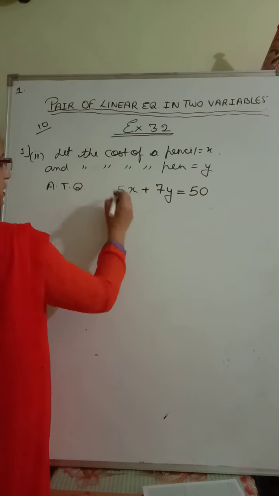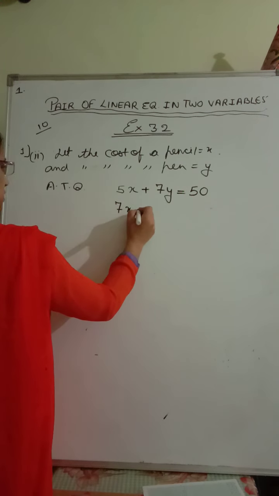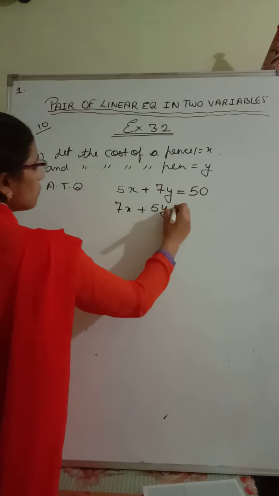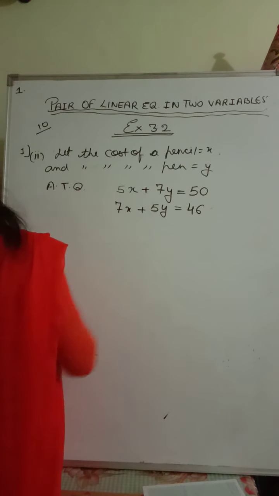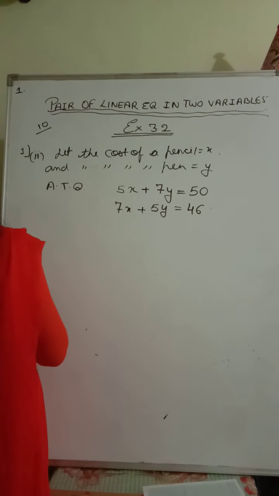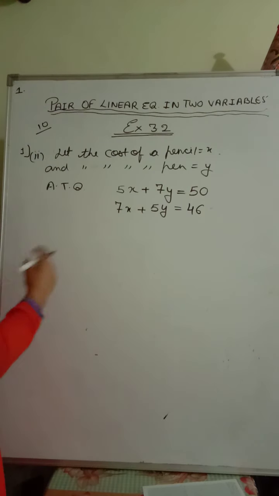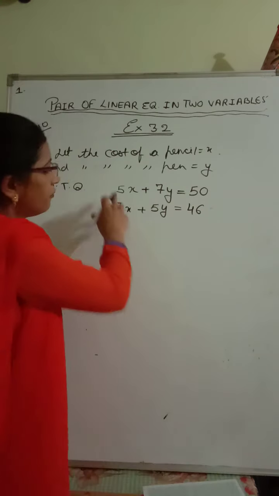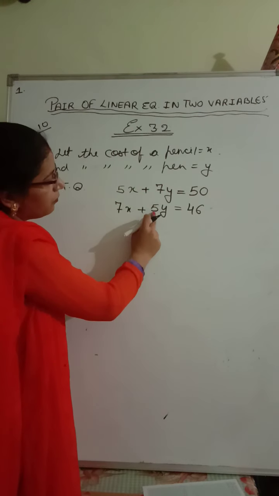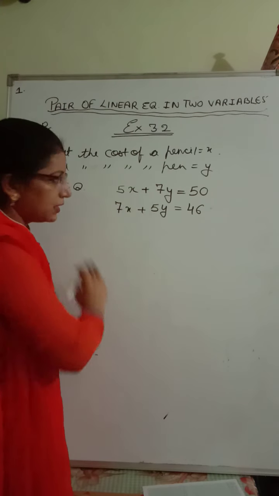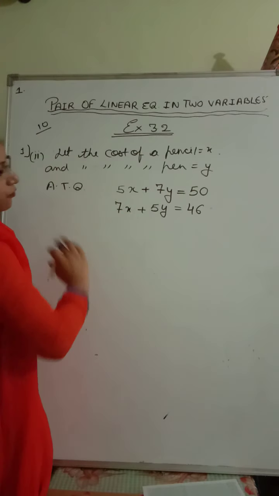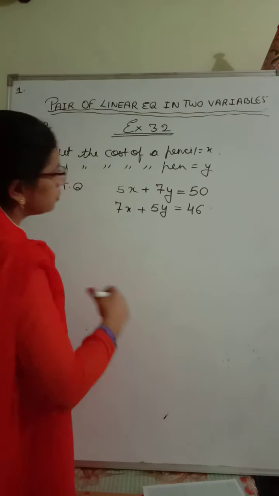Whereas 7 pencils and 5 pens together cost rupees 46. Find the cost of 1 pencil and 1 pen. So definitely they will intersect, because you have to find the cost of 1 pencil. See, 5 upon 7 is not equal to 7 upon 5. They are not equal, so intersecting lines: a1 upon a2 is not equal to b1 upon b2. So at what point they will intersect, you have to find.